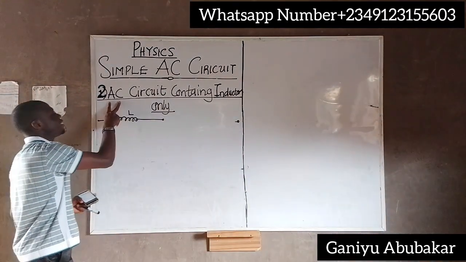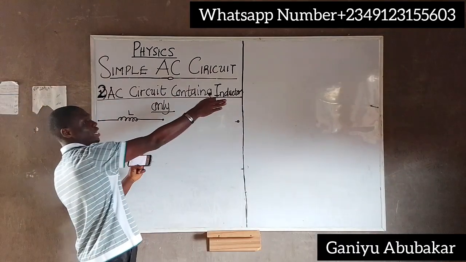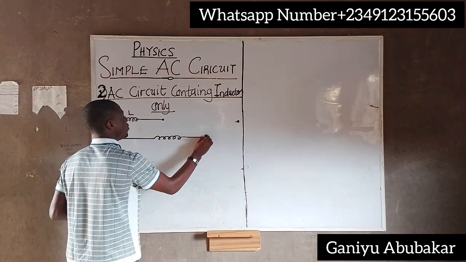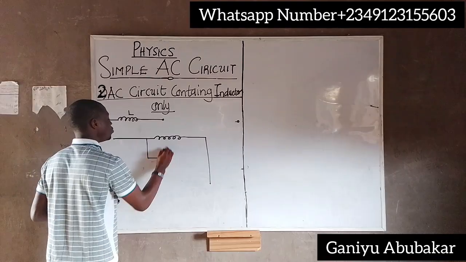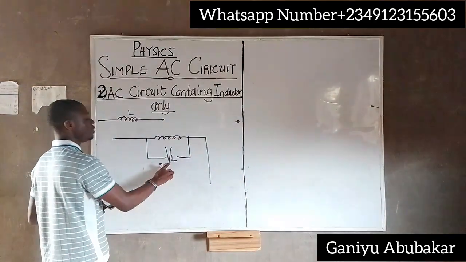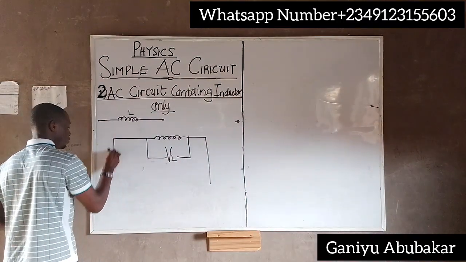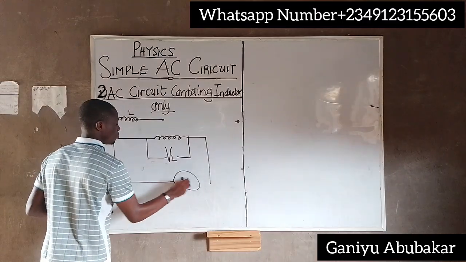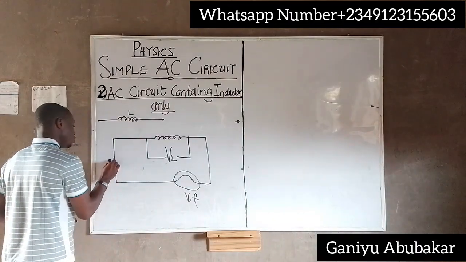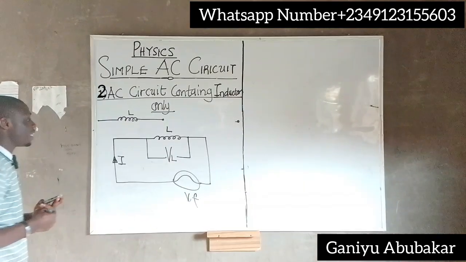Let's draw the AC circuit containing inductor only diagram. It's similar to what I just drew earlier. I have this piece. Let me attach the inductor here, then take it down. This part here gives you VL. The L here signifies inductor. This is the voltage across the inductor. Here is your V as usual. Here is your current I as usual. Here is your L.